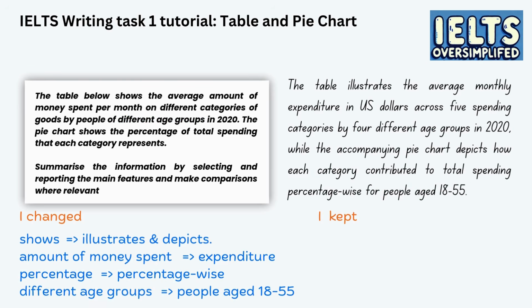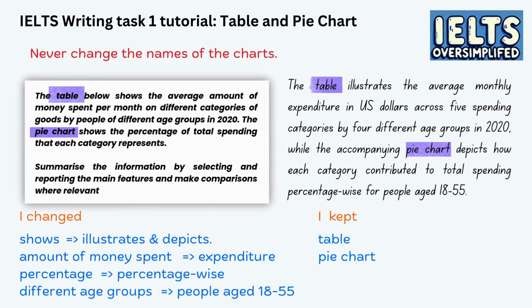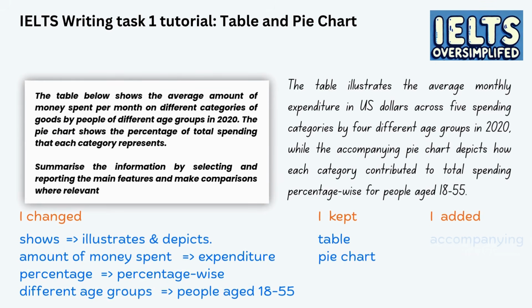I kept table and pie chart because those are the names of the visuals. Never change the names of the charts. And I added accompanying before pie chart to show they go together. This is paraphrasing in action.